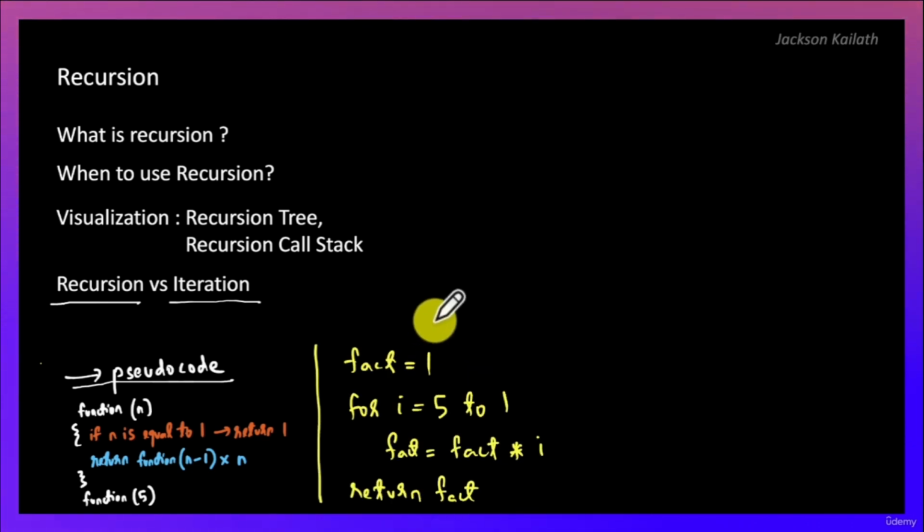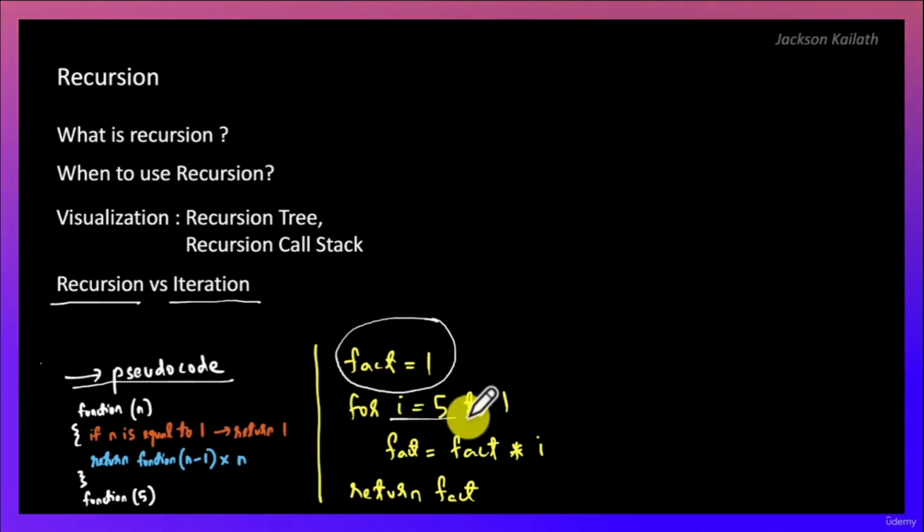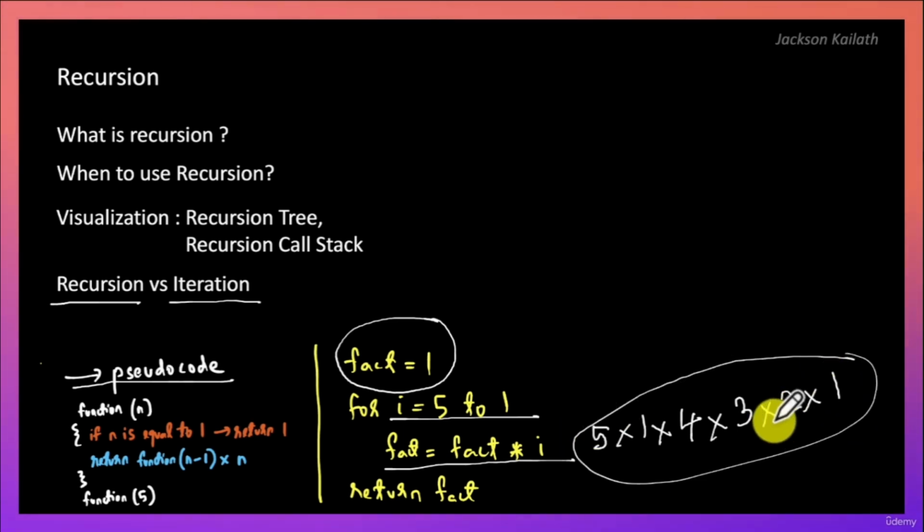Let's say initially factorial is set to 1. And then we iterate from 5 to 1, and then we just keep multiplying. So initially fact is 1, and then i is 5, so this becomes 5 into 1, and then i becomes 4, so we multiply to this 4, and then this becomes 3, so we multiply it, and we multiply 2, and we multiply 1. So this over here also gives us 5 factorial.